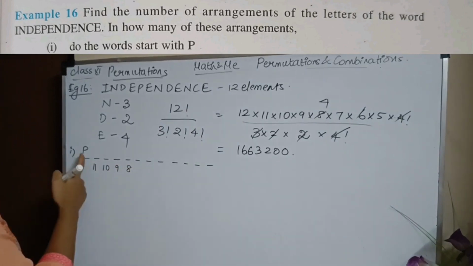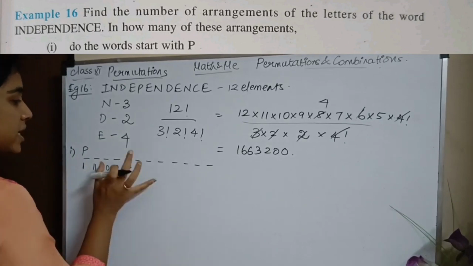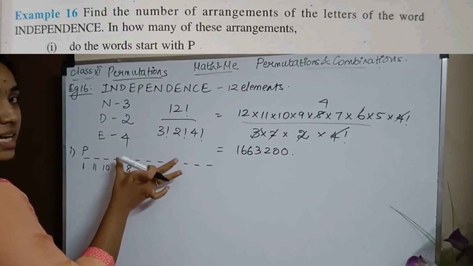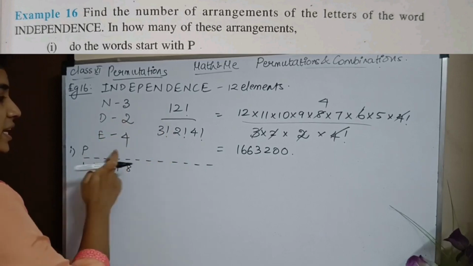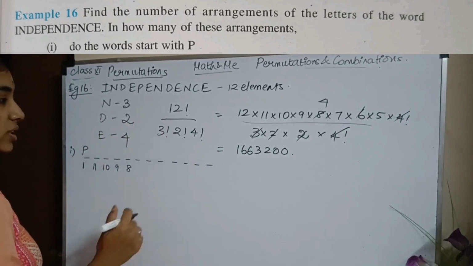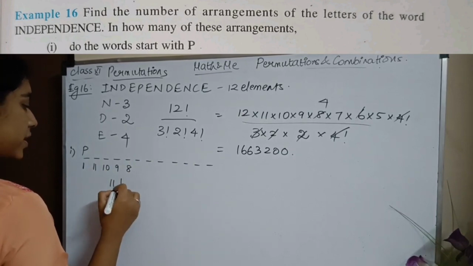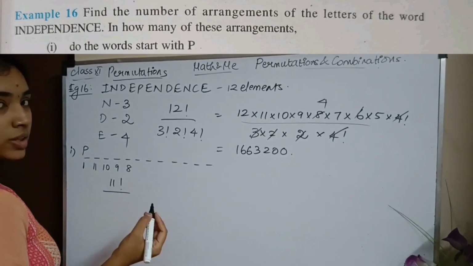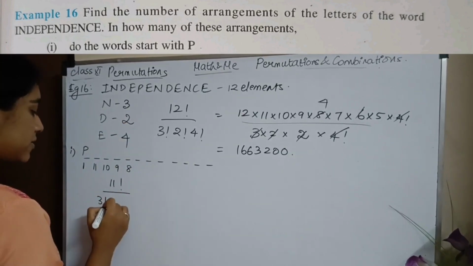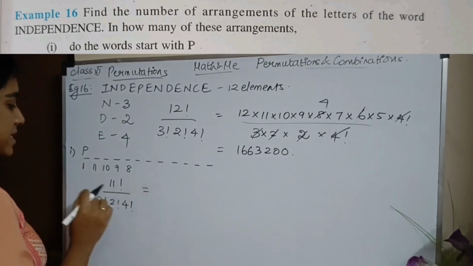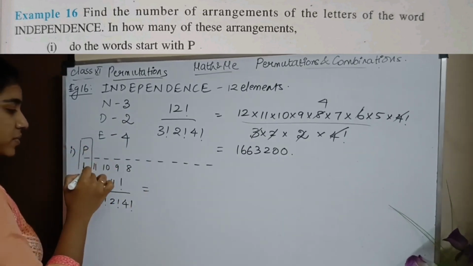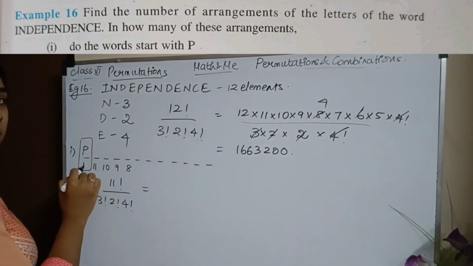So basically for the first place I only have one option. For the remaining 11 places I have 11 factorial ways of arranging the remaining elements. It goes as 11 factorial ways, correct? So I have 11 factorial divided by, I have to take into account the repetition again. So it will be 3 factorial, 2 factorial times 4 factorial. Basically first element is fixed.